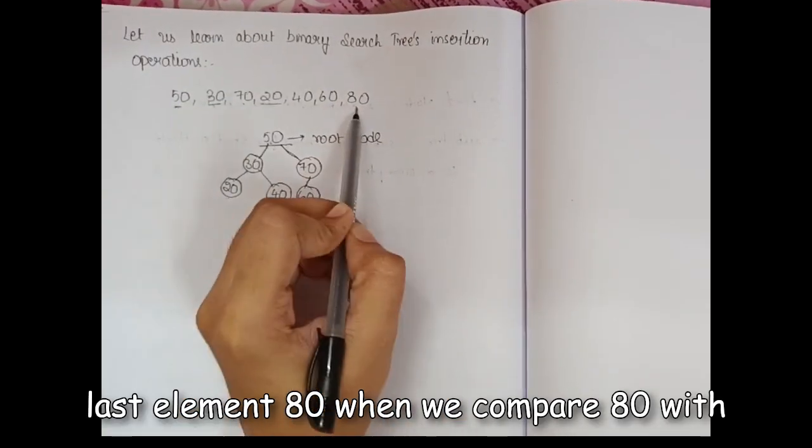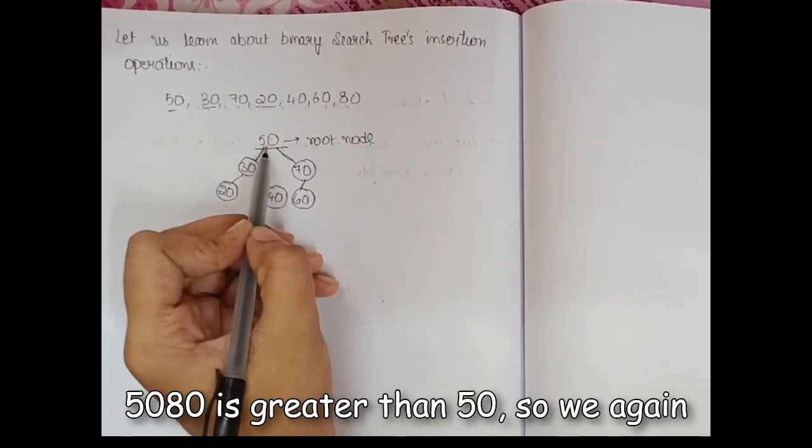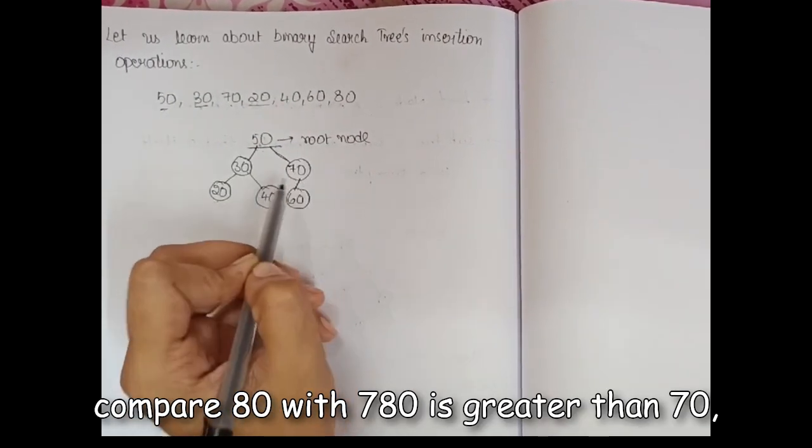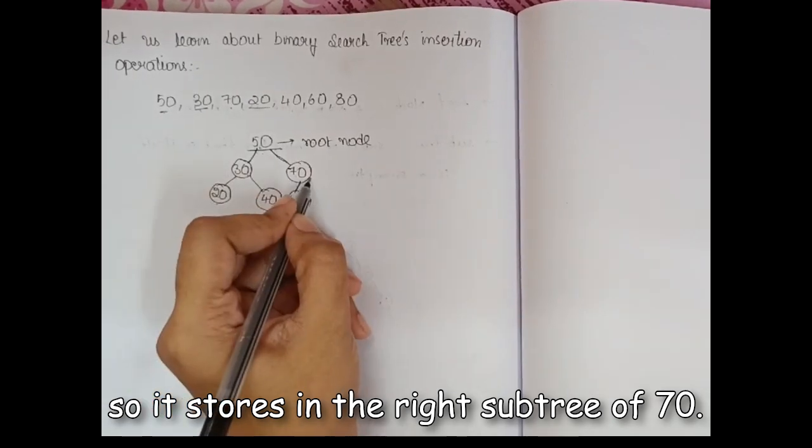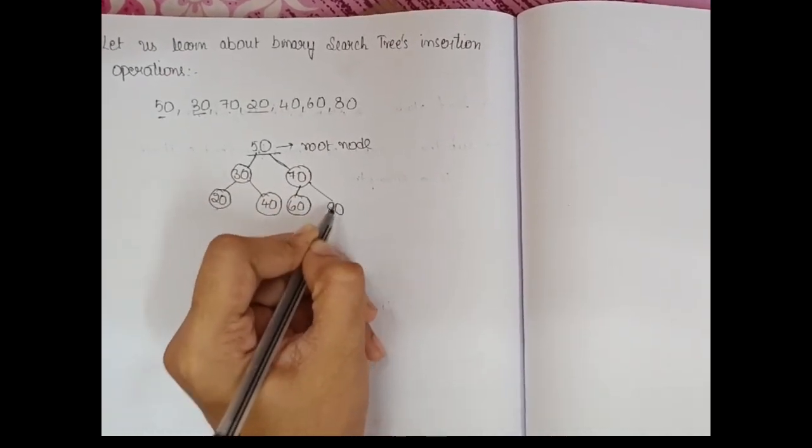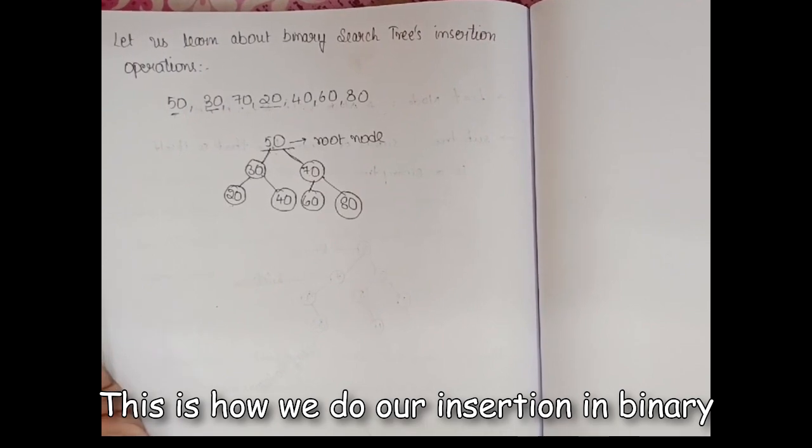Our last element 80. When we compare 80 with 50, 80 is greater than 50. So we again compare 80 with 70. 80 is greater than 70. So it stores in the right subtree of 70. This is how we do our insertion in binary search tree.